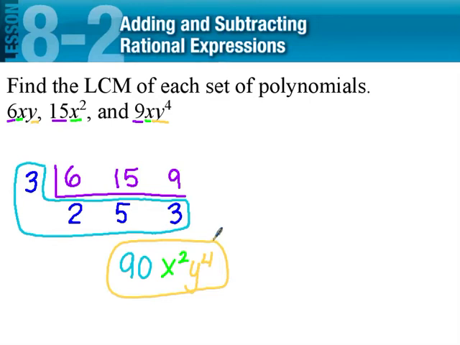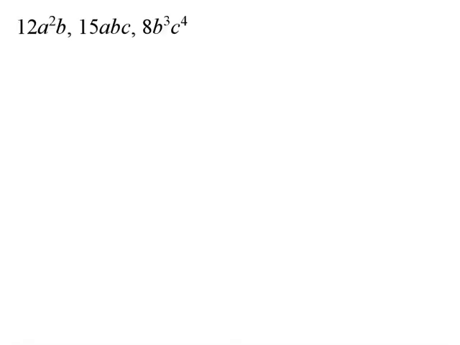All right, now where we're going to use things like the LCM is in the denominator for when we add fractions. And so let's go ahead and look at another problem: 12a squared b, 15abc, and 8b cubed c to the fourth. So the very first thing I'm going to do is look at the numbers 12, 15, and 8. And if I can't readily think of what the LCM of those three numbers would be, that's when I start writing them down.